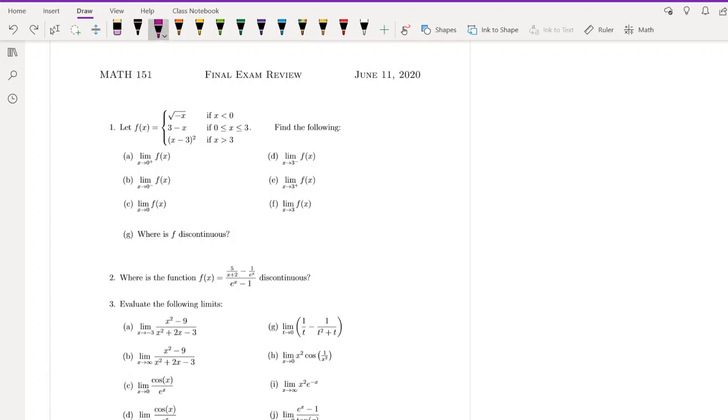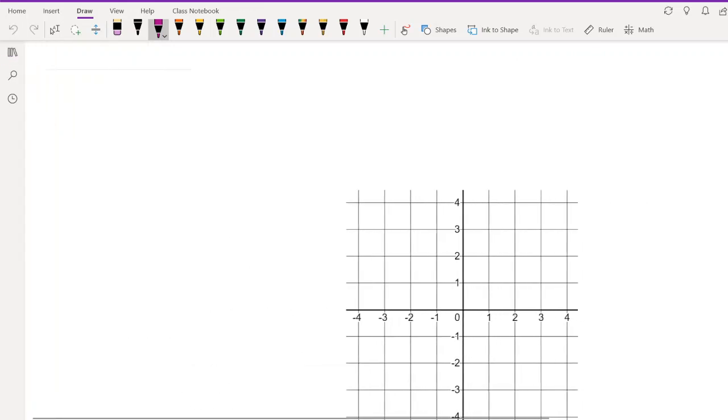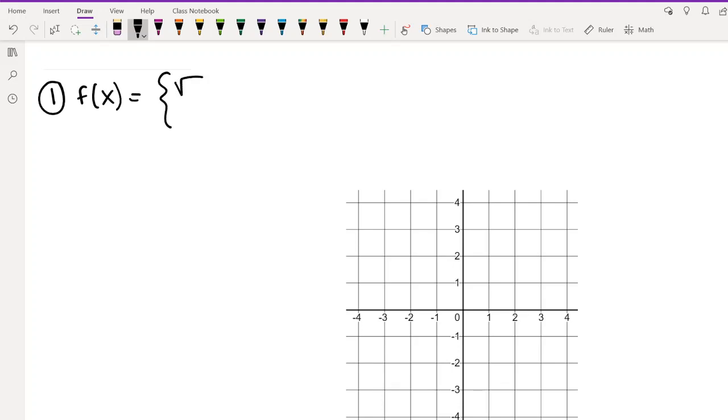So first question that was requested was number 1. So number 1 is giving us a function and we're asked to find some limits. So I'm just going to copy that function back down over here. So we have f of x is a piecewise function. It has 3 pieces to it. And I guess I should have made these brackets a little bigger.